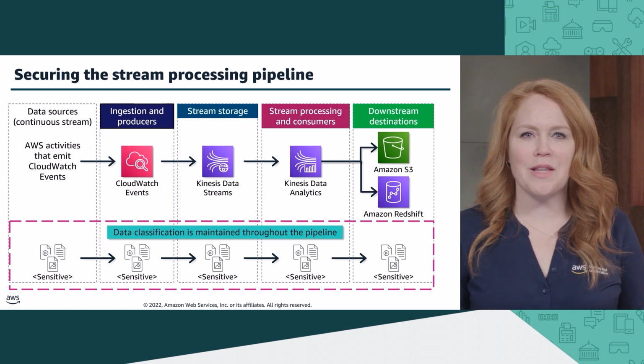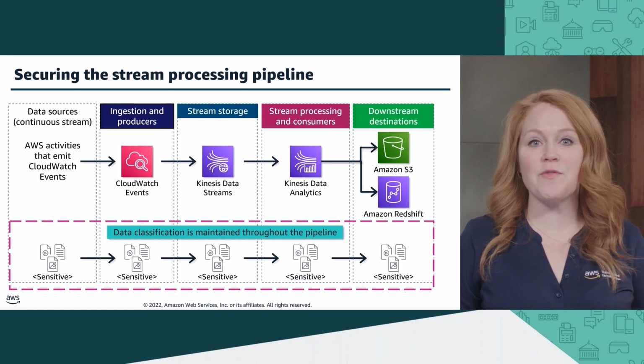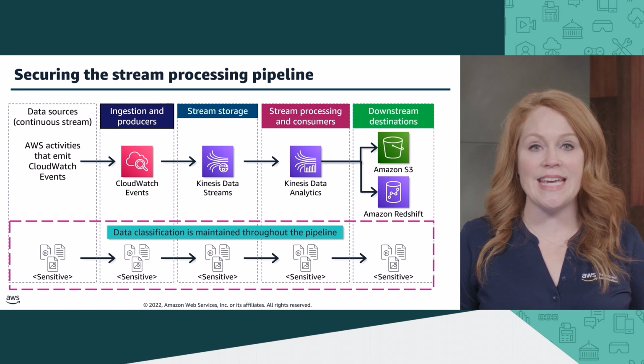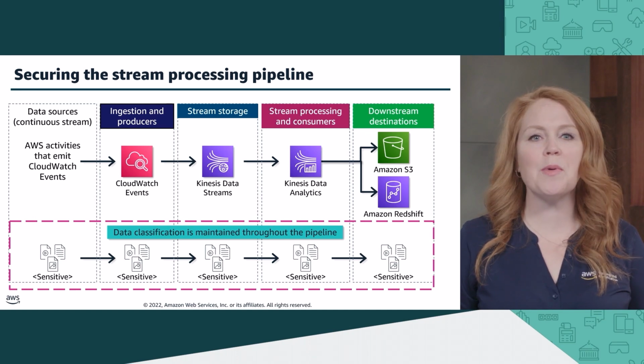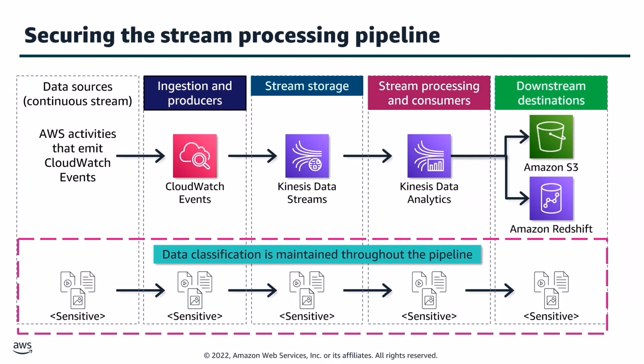Let's look at how to apply some of the security best practices from the AWS Well-Architected Data Analytics Lens to a typical stream processing pipeline. To classify and protect data, you can begin by understanding your data classifications and your protection policies before the data is processed in your pipeline. This best practice will govern how you handle all of the data that flows through your data pipeline.